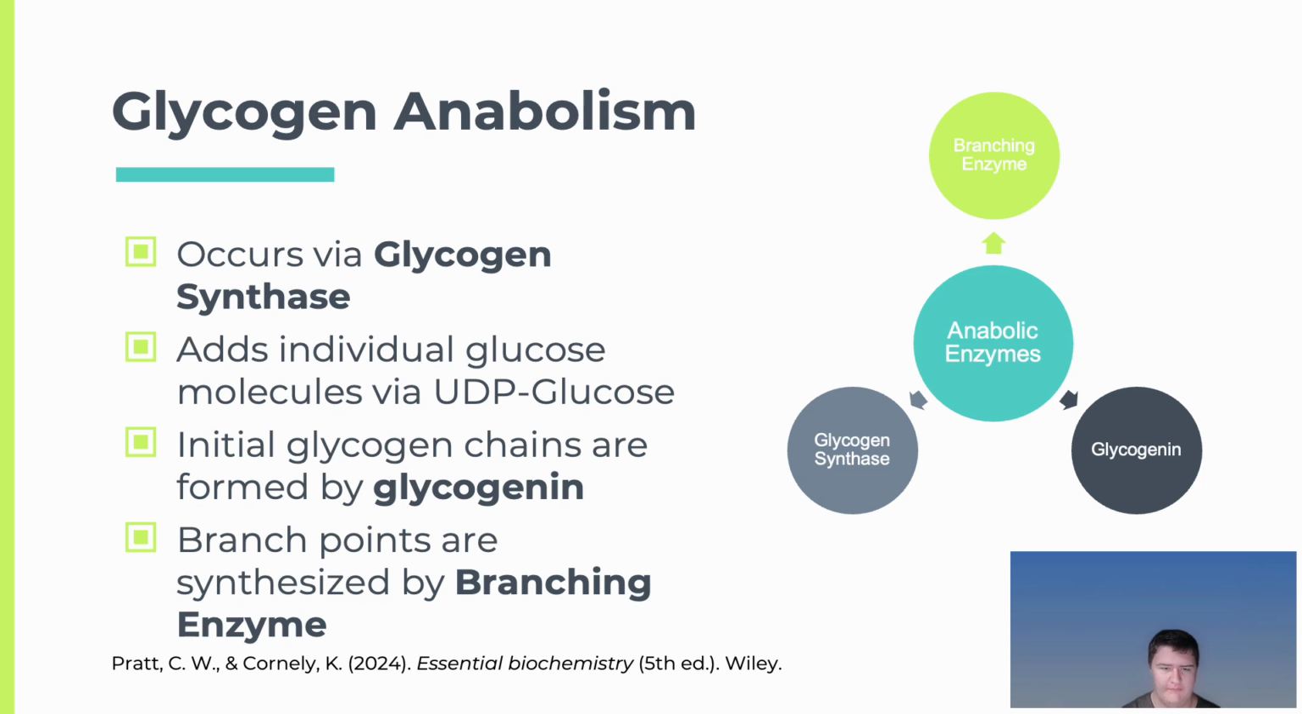It occurs by starting with anabolism. Start with glycogen synthase, which will add individual glucose molecules in the form of UDP glucose, and they'll branch off of that to form the glycogen chain. The initial 4 to 7 glucose molecules are linked together by glycogenin, at which point glycogen synthase takes over. And then additionally, branch points will be added by the branching enzyme. And those are the three key enzymes for anabolism.